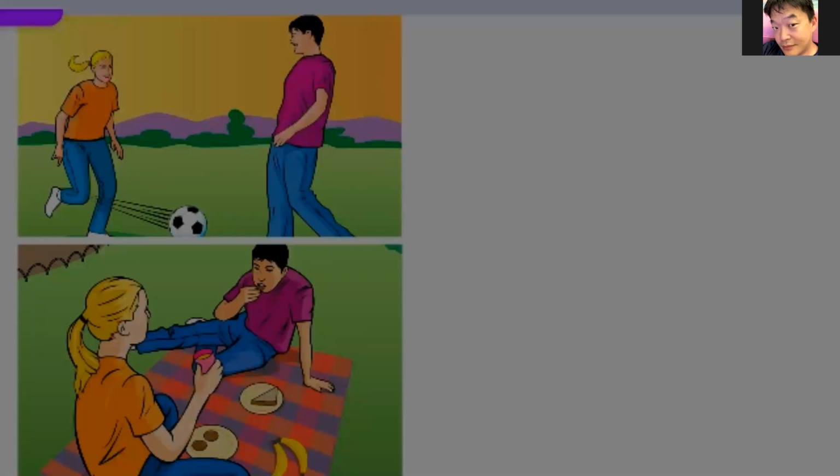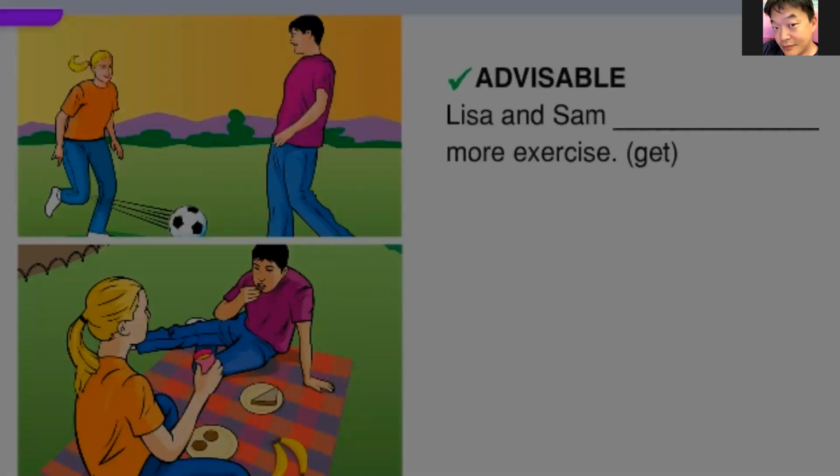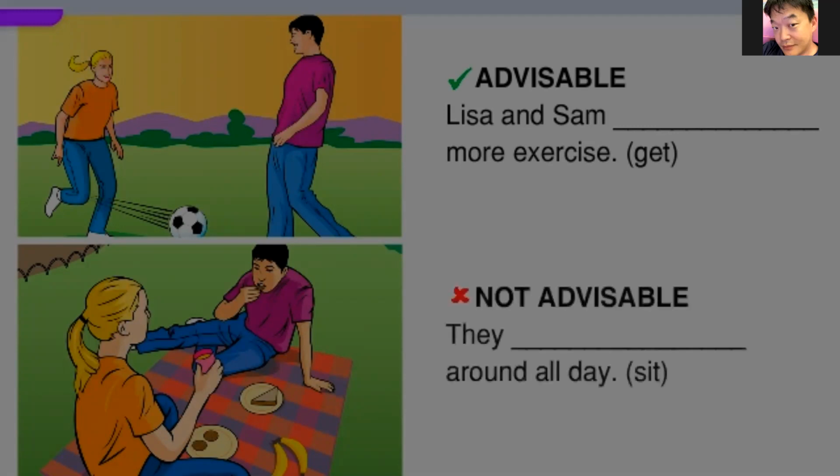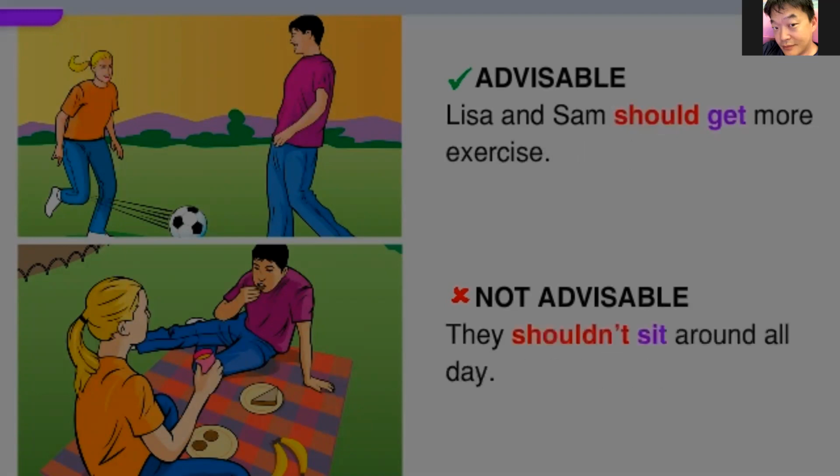Look at the first picture. Read the heading. Complete the first sentence. Look at the second picture. Read the heading. Complete the second sentence. Advisable. Lisa and Sam should get more exercise. Not advisable. They shouldn't sit around all day. Listen to the sentences.